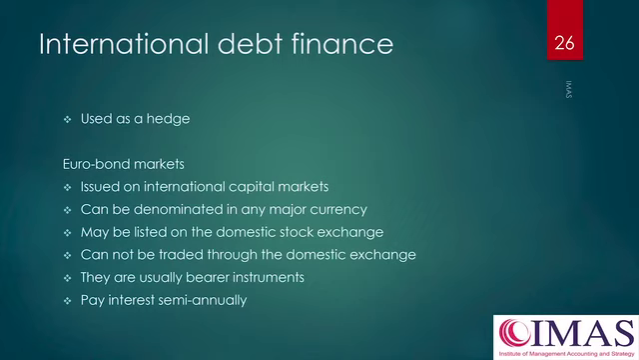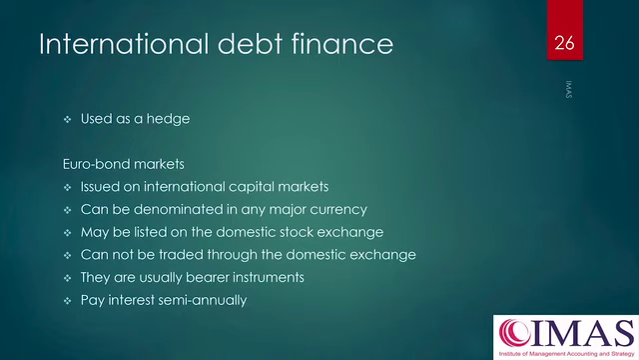Then we have Eurobonds. Eurobonds are issued on international capital markets, but they can be denominated in any major currency. These Eurobonds may be listed on a domestic stock exchange, but then they cannot be traded through the domestic stock exchange. So that's very important. They're usually bearer instruments, and they pay interest semi-annually or biannually.